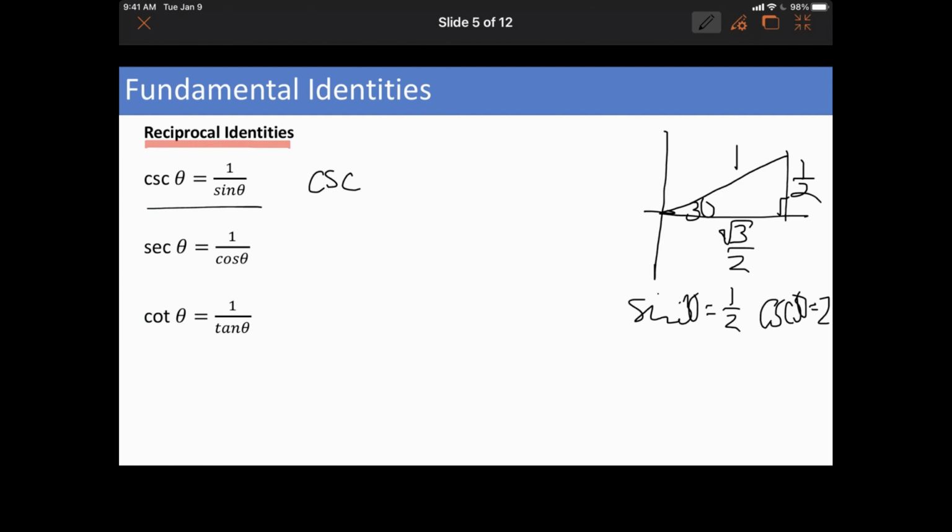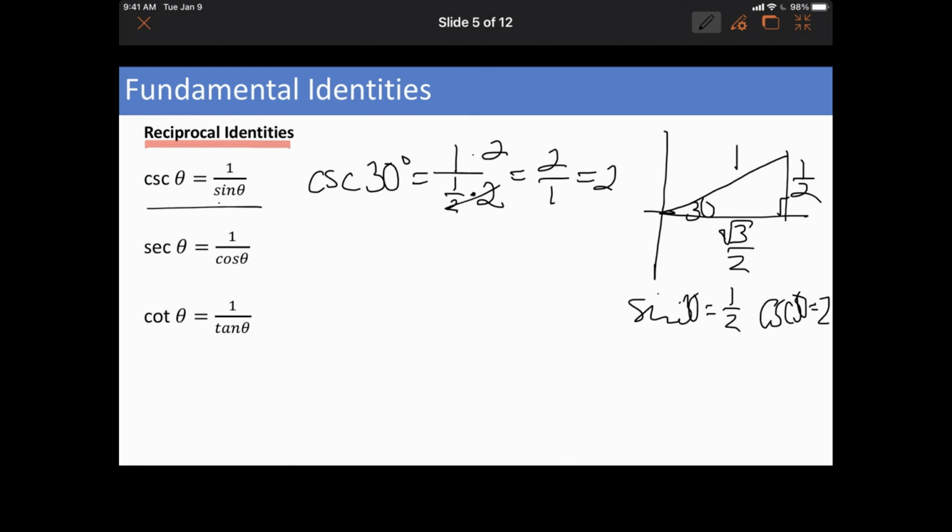Okay, so for 30 degrees, I could say it's 1 over sine, and the sine is 1 over half. So clearly not simplified. So what I would do is multiply this by 2. This would go to 1. So it's 2 over 1, and that equals 2. Right? It's true.